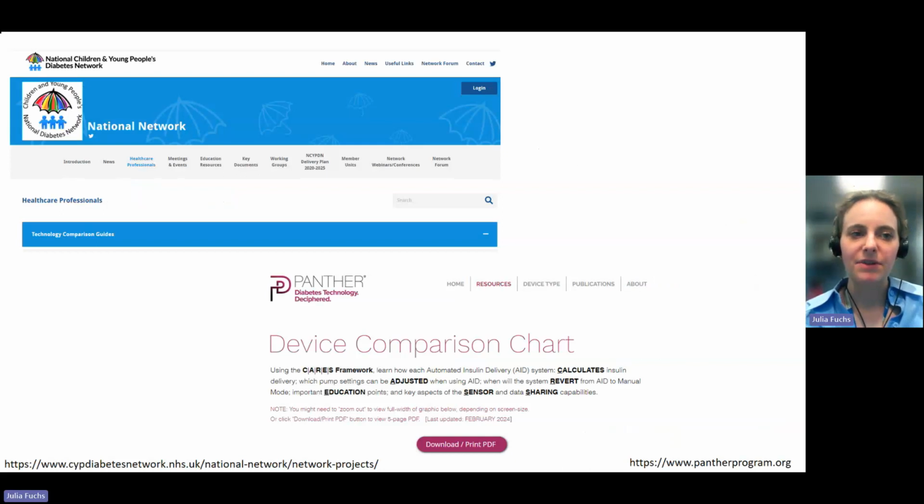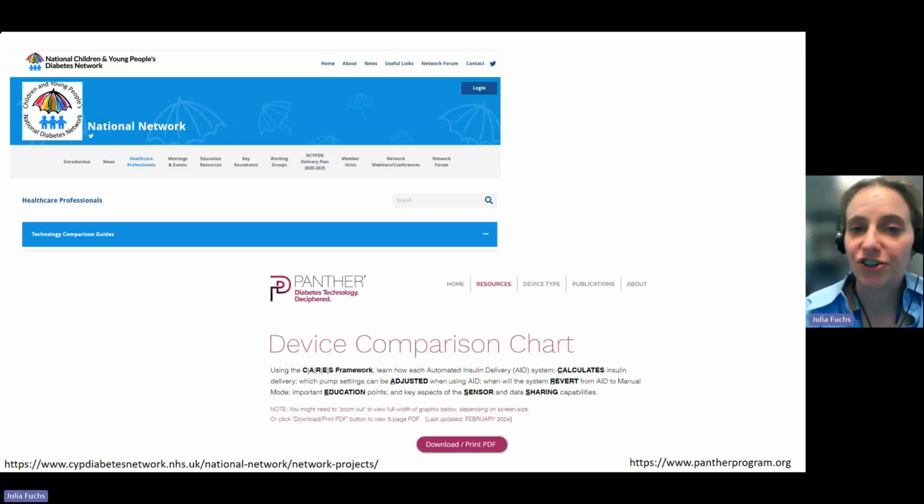I think my main tip is use a cheat sheet, and there are several different ones available. So the Children and Young People's Diabetes Network has developed a technology comparison guide. The Omnipod is not yet on there, but I'm sure that's coming, and it's very good. Like I say, the BDC Panther program has developed resources for all the closed loop systems, except for CAM-APS-FX, because that's not available in the US. And they're all free to download.